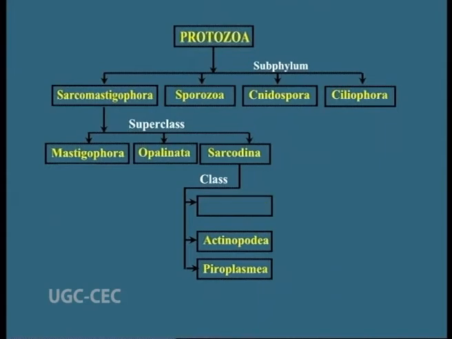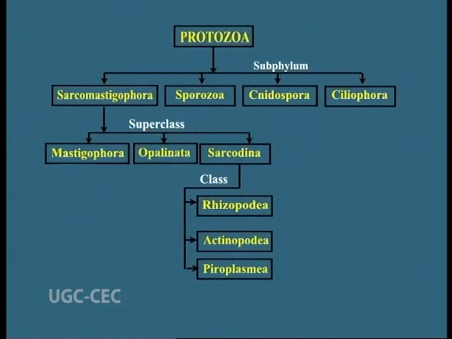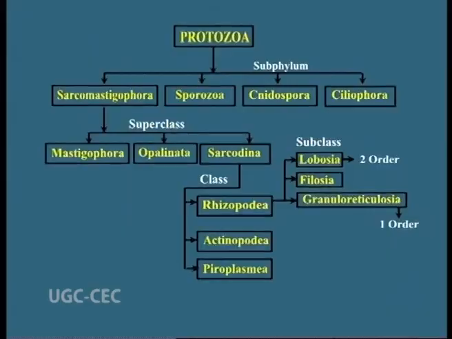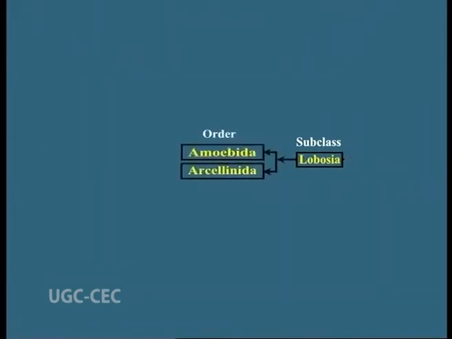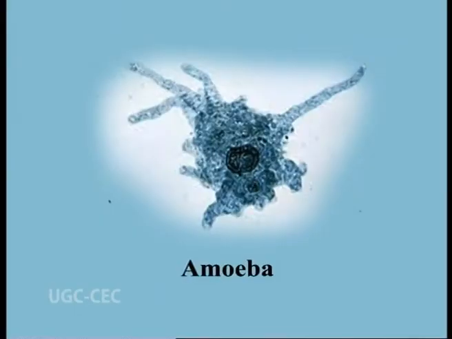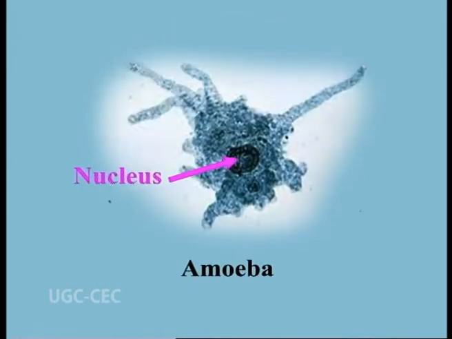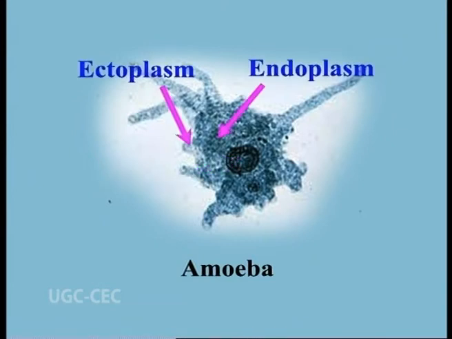Class Rhizopodia. Locomotion takes place through lobopodia or filopodia, generally creeping forms. Subclass Lobosa. Pseudopodia are typically lobose, rarely filiform. Order Amoebida. Examples are Amoeba, Entamoeba and Pelomyxa. They are amoeboid and uninucleate. Protoplasm is clearly differentiated into ectoplasm and endoplasm, largely freshwater and free living forms, many parasitic.